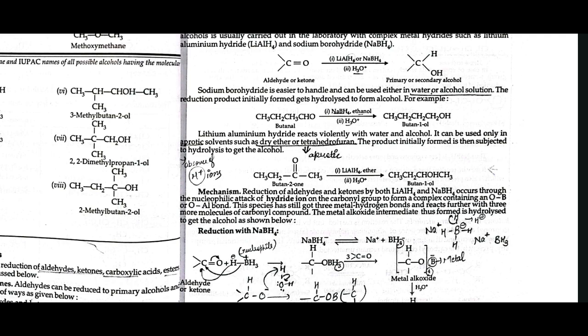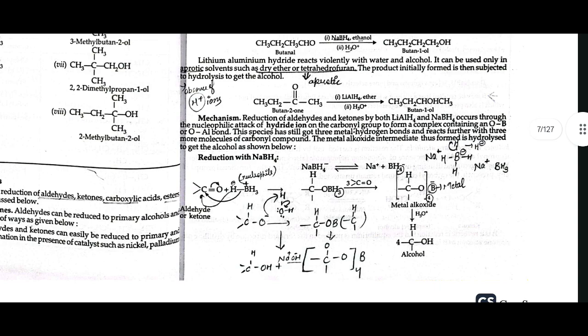Lithium aluminum hydride reacts violently with water and alcohol. It can be used only in aprotic solvents such as dry ether or tetrahydrofuran. The product initially formed is then subjected to hydrolysis to get the alcohol.